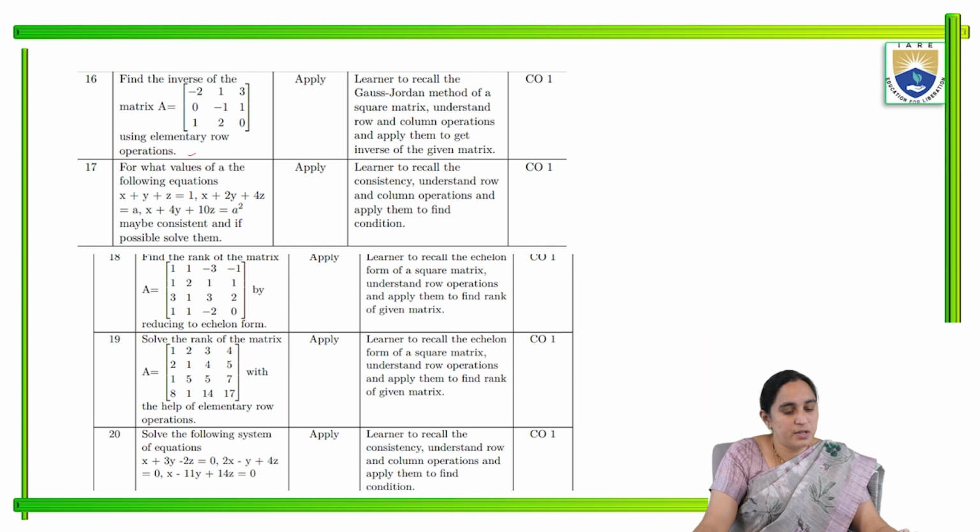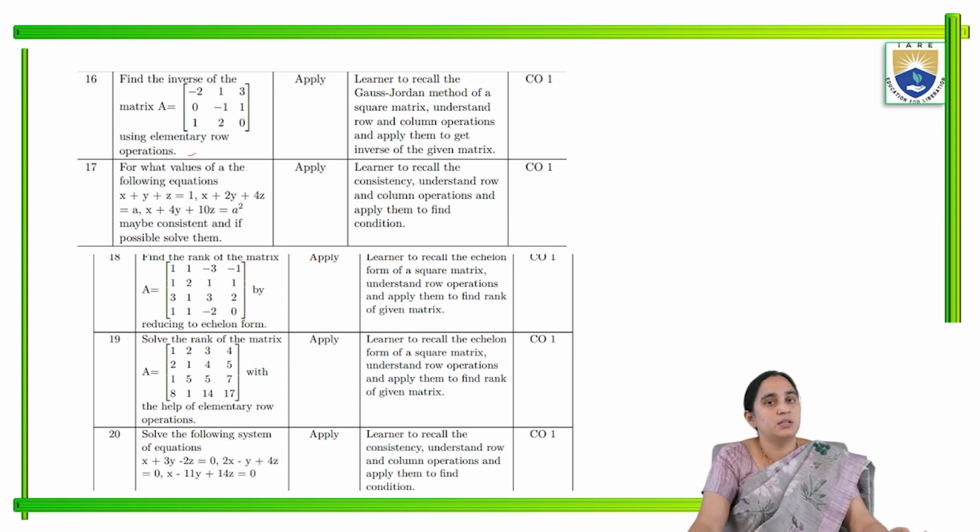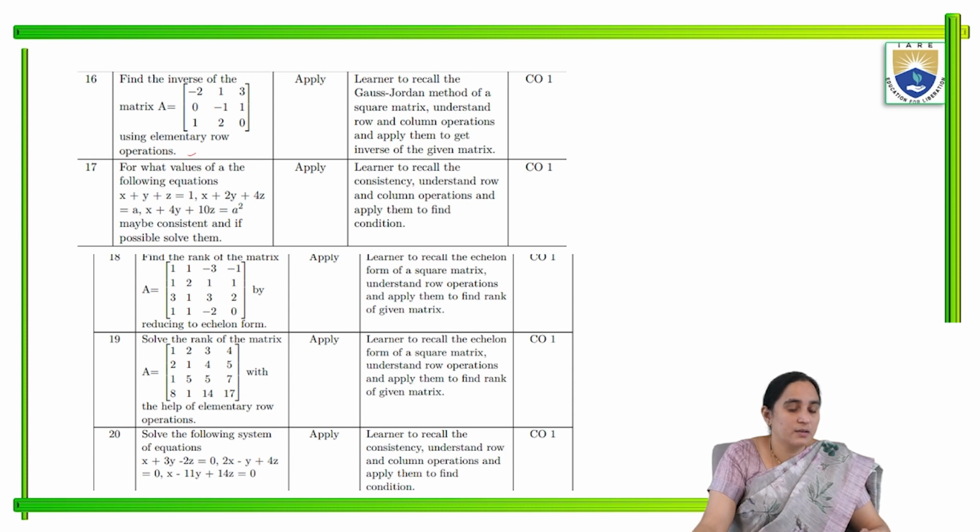And the 19th one, find the rank of the matrix A is equal to 1, 2, 3, 4, 2, 1, 4, 5, 1, 5, 5, 7, 8, 1, 14, 17 with the help of elementary row operations. This also has a little bit of confusion, where we are applying the row operations for finding the rank of a matrix in the echelon form.